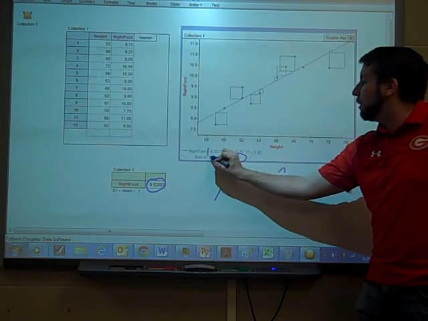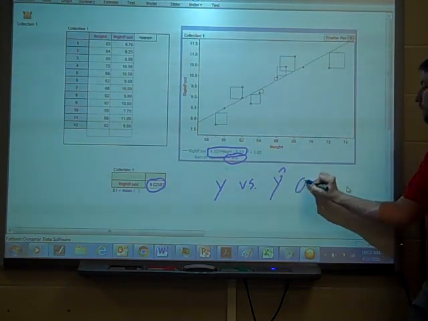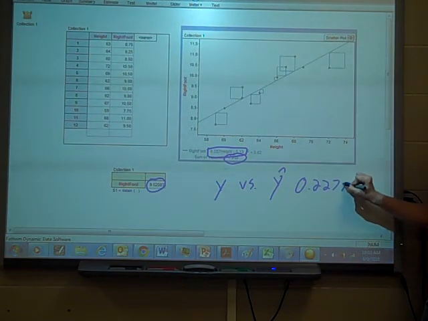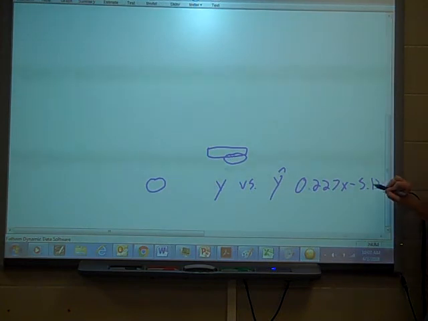It gives me a little equation. And this should look familiar because this is the equation that we did yesterday. It's 0.227x minus 5.125.